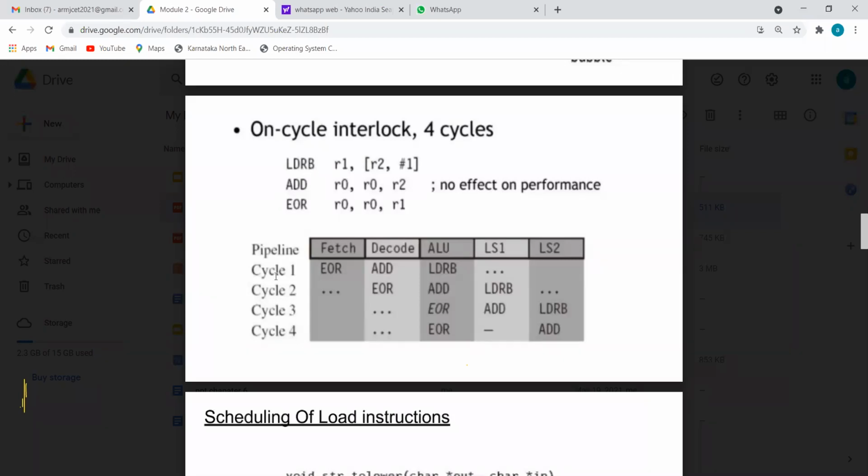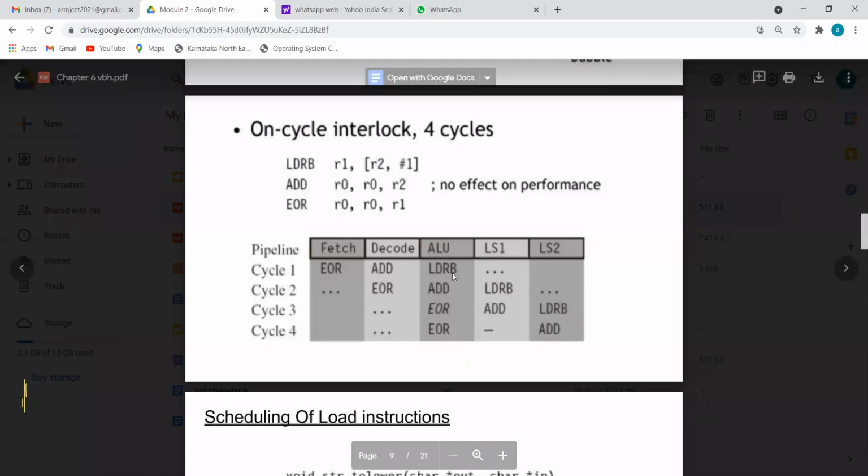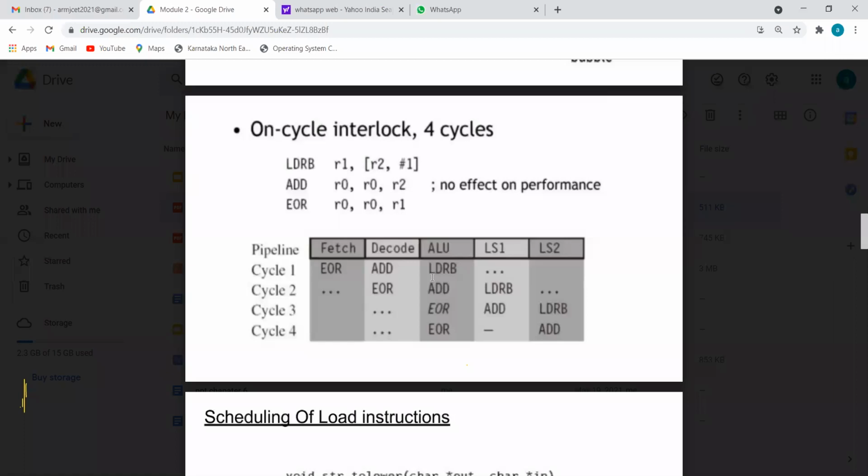Since it's an LDRB, cycle 1 will execute what? LDRB. Cycle 2, it will try to execute what? This addition. So addition of what? R0 and R2. See, my question: if I write R1 in the place of R2, what happens? Again I have to wait, because whatever is done just before should be stored in R1. Without storing, we cannot continue. At least one store should happen. Luckily we don't have R1 here, so don't worry, we can start execution of add.